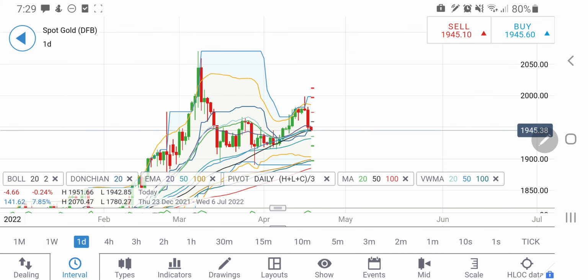Now look at the daily charts also. It has seen a high here, it has seen a previous high.